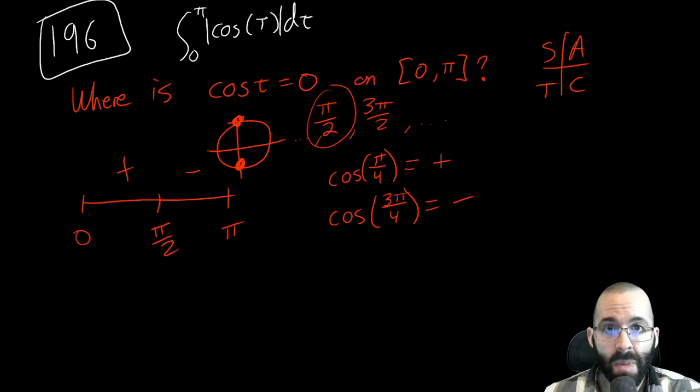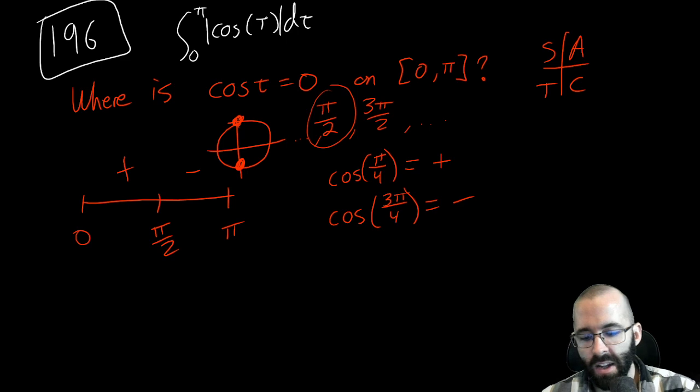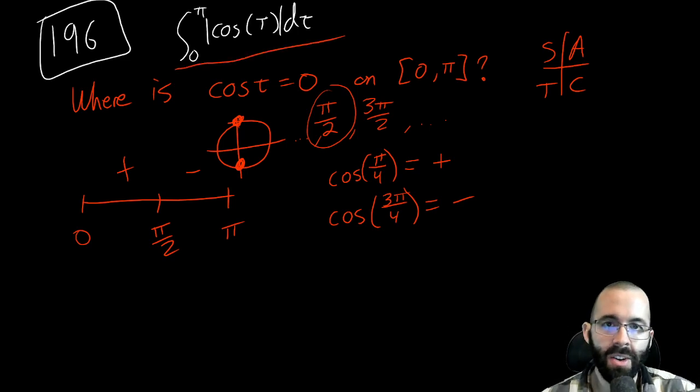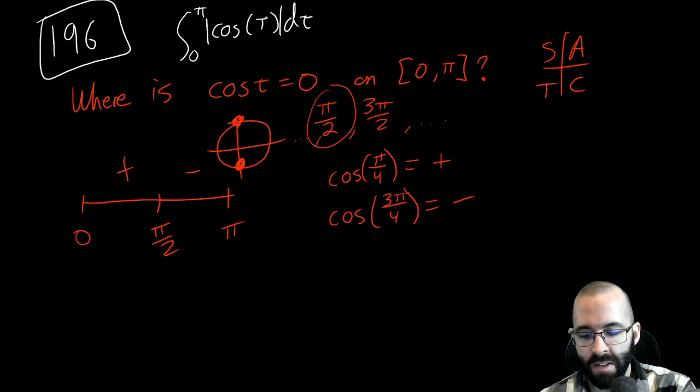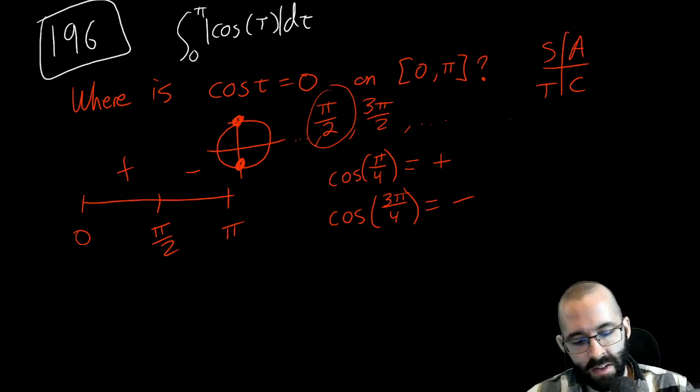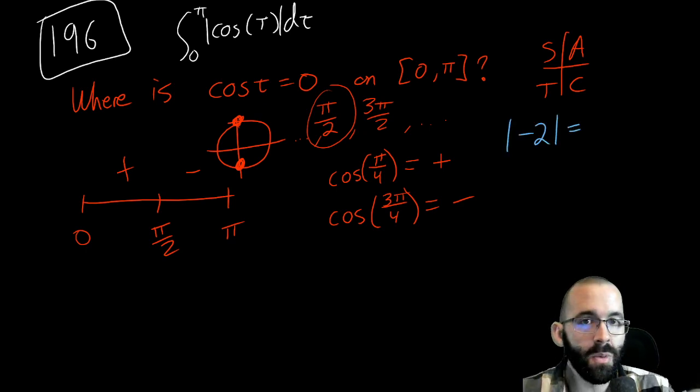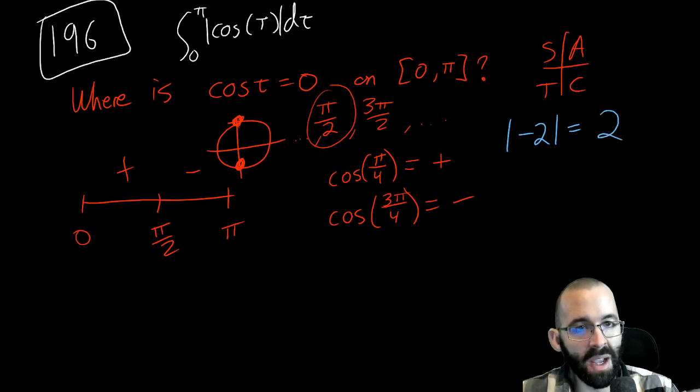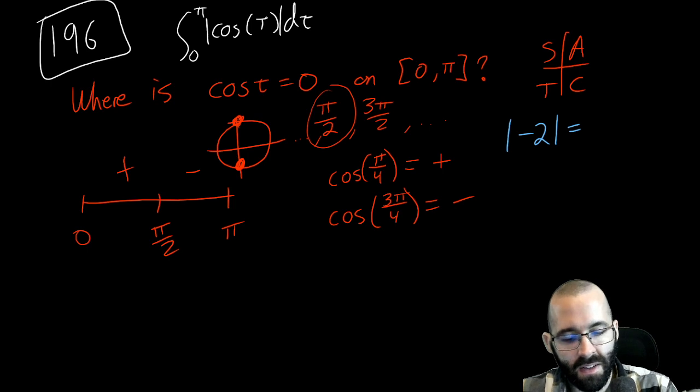So why does this matter? Because we can't really integrate absolute values. So we need to rewrite this without absolute values. How do we do that? How do you rewrite the absolute value of -2 without absolute values? You just make it positive. Let me make it positive in this way.